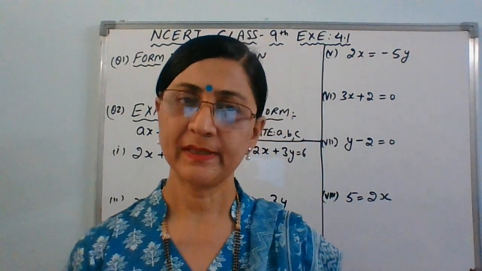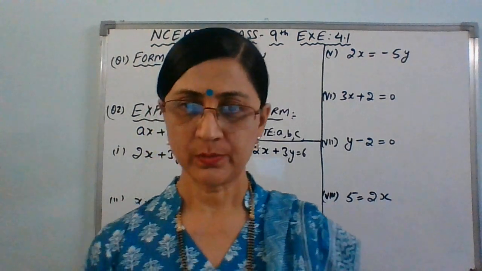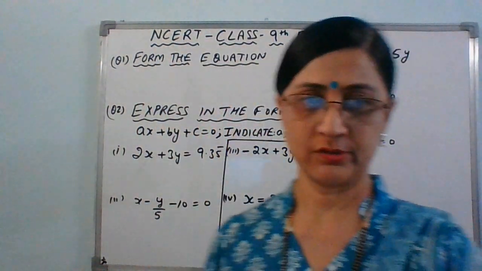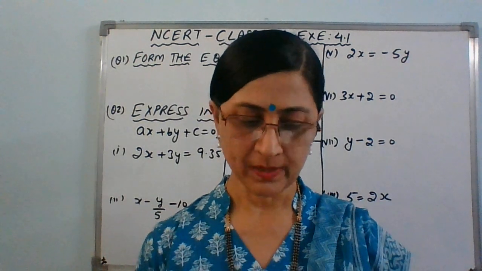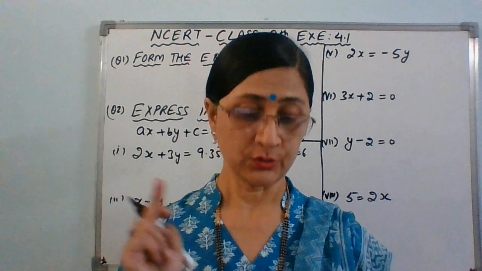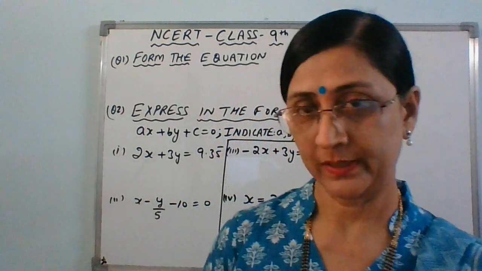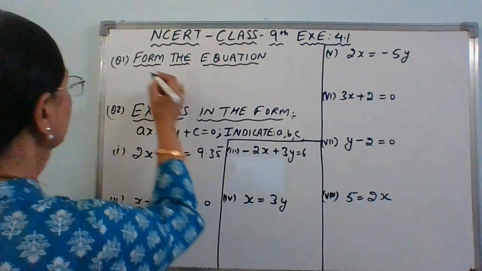Okay, students, now we'll do exercise 4.1 of NCERT. Now the first question is, we have to form the equation. So I'll just read out the question. The cost of a notebook is twice the cost of a pen. So let the cost of a pen be x. So the cost of a notebook will be 2x. So the cost of notebook is twice as that of cost of pen.